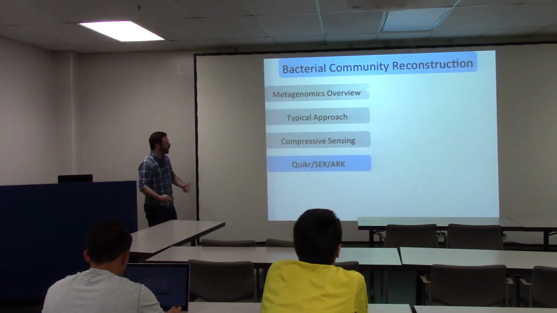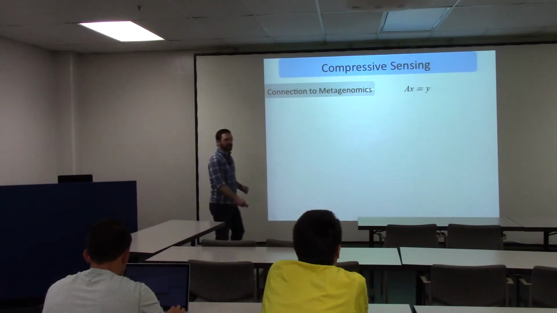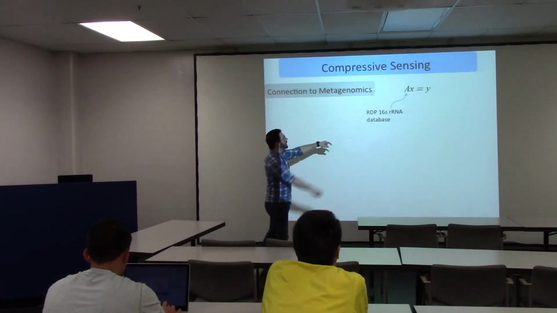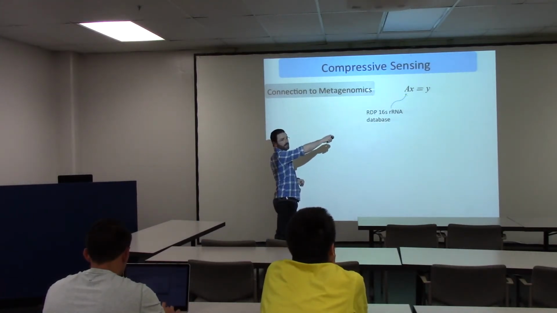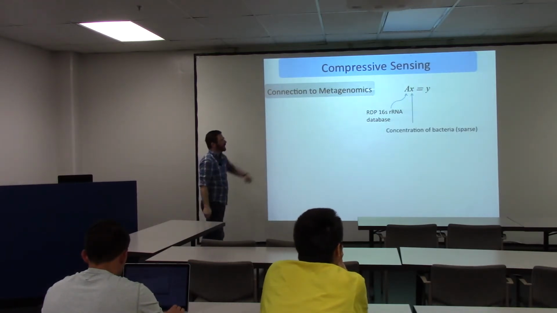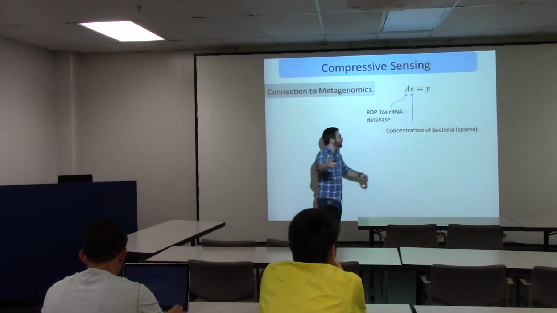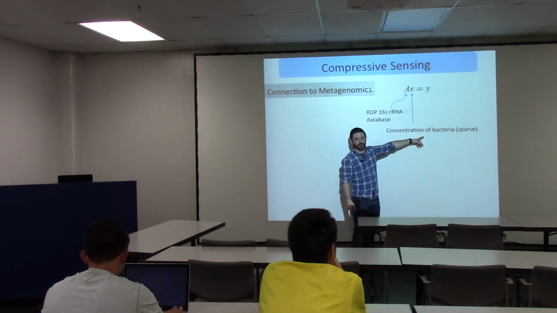Okay, so you might be asking, what in the world does this have to do with metagenomics? Let's try to make that connection right now. So we're talking about AX equals Y. Basically, what you want to think about is this A, I said was previously known information. We're going to try and stick our 16S rRNA database right into there. This X is a concentration of bacteria, and this is exactly what I was saying, that it's a sparse vector. That's the thing we're trying to solve for.